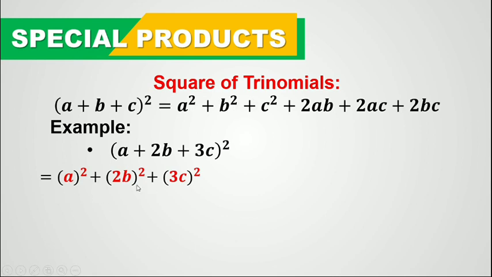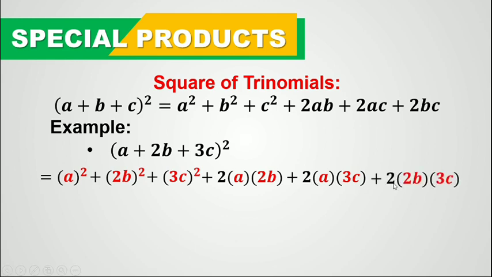These are these three, and then we are going to take twice the product of the first term and the second term. So 2 times a times 2b. This is the product of the first term and the second term, and then we multiply that by 2, and then plus twice the product of the first term and the last term, and lastly twice the product of the second term and the last term.